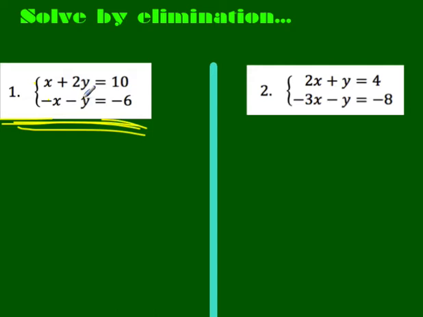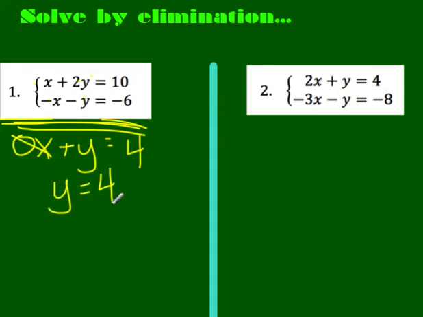So that means I can go ahead and add down the columns. So let's go ahead and do that. x minus x is going to cancel out to be 0x when you add those together. Next down this column here, positive 2y minus y is just going to give me positive y. Then I'm going to put my equal sign down there as well. 10 minus 6 is going to give me 4. Well, 0x doesn't mean anything. So then right away I have that y is equal to 4.